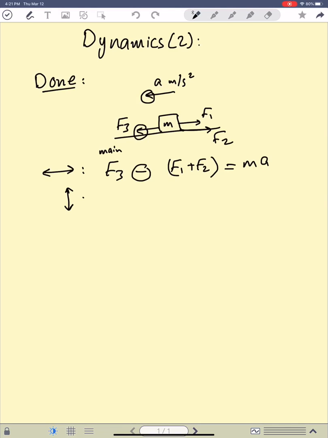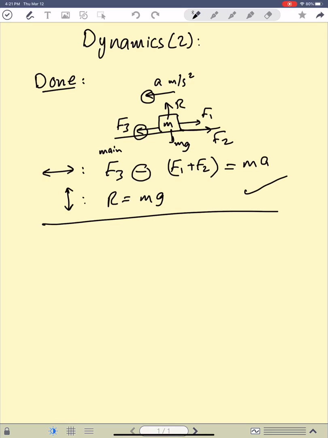Vertically, or perpendicular to the plane, R is equal to the weight. This is what we finished in the first case. I wish that we follow the videos lesson by lesson, day by day, to be able to understand this in an easy and simple way.